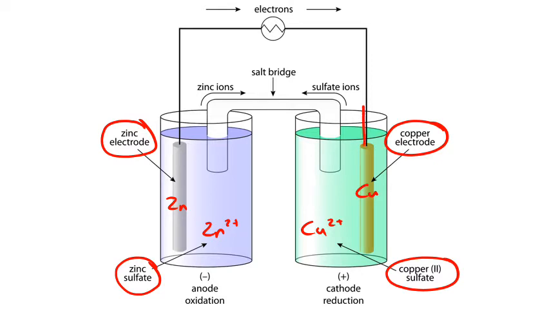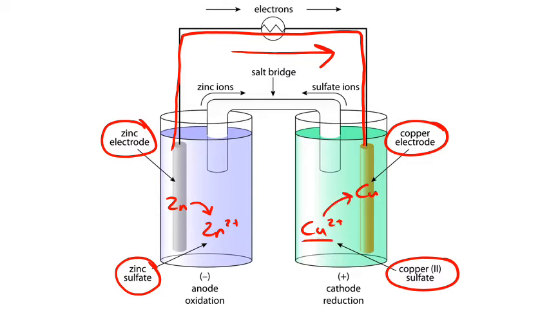Then we join them with a wire that provides a path for electrons to flow, so that if zinc gets oxidized to zinc 2+ and loses electrons, the electrons can move through the wire to get to the copper, and that way copper 2+ can form copper by gaining electrons.